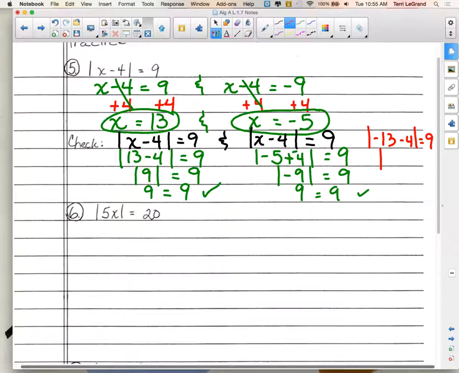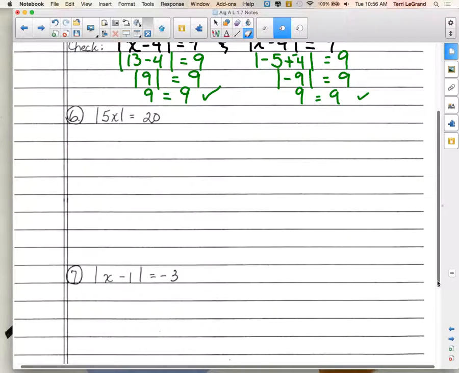anybody know what -13 take away 4 is? -17. Okay, how far is -17 from 0? 17 units. Is that a true statement? Does 17 equal 9? No. So we would not check out. So we can't pretend and try and shortcut it. We have to make sure that we actually are solving it and finding out what the solutions are and making sure that those solutions do actually check out. Not just saying, well, I got it done, that's what's important.